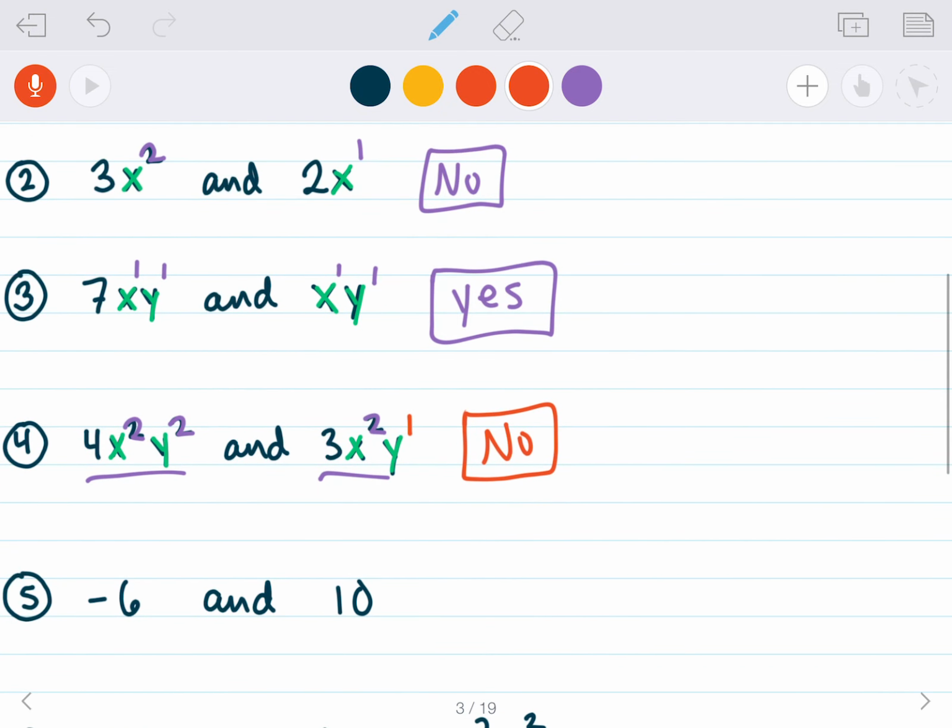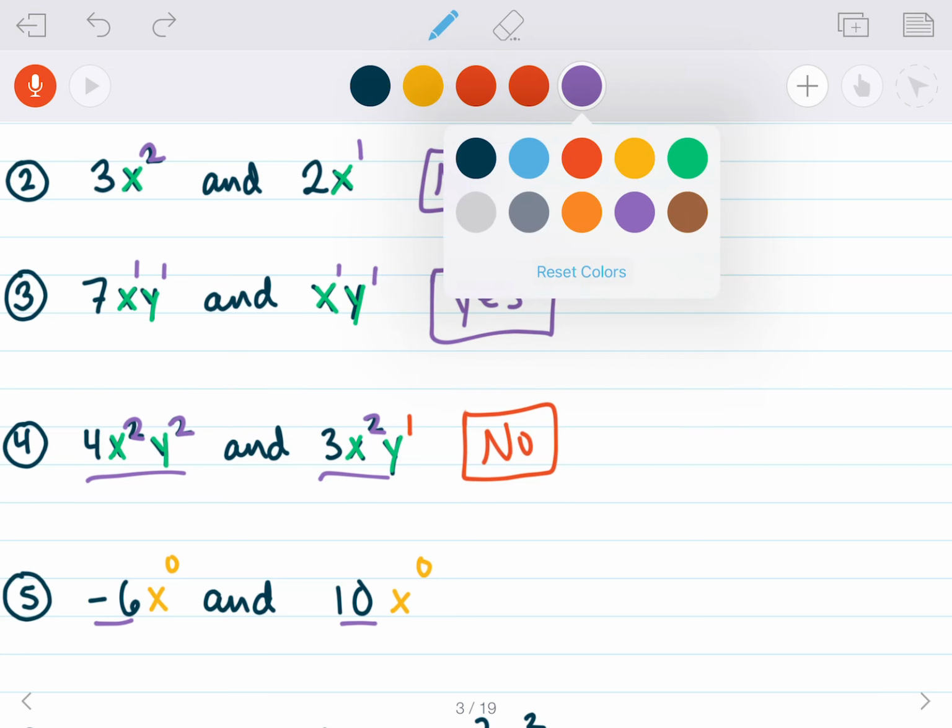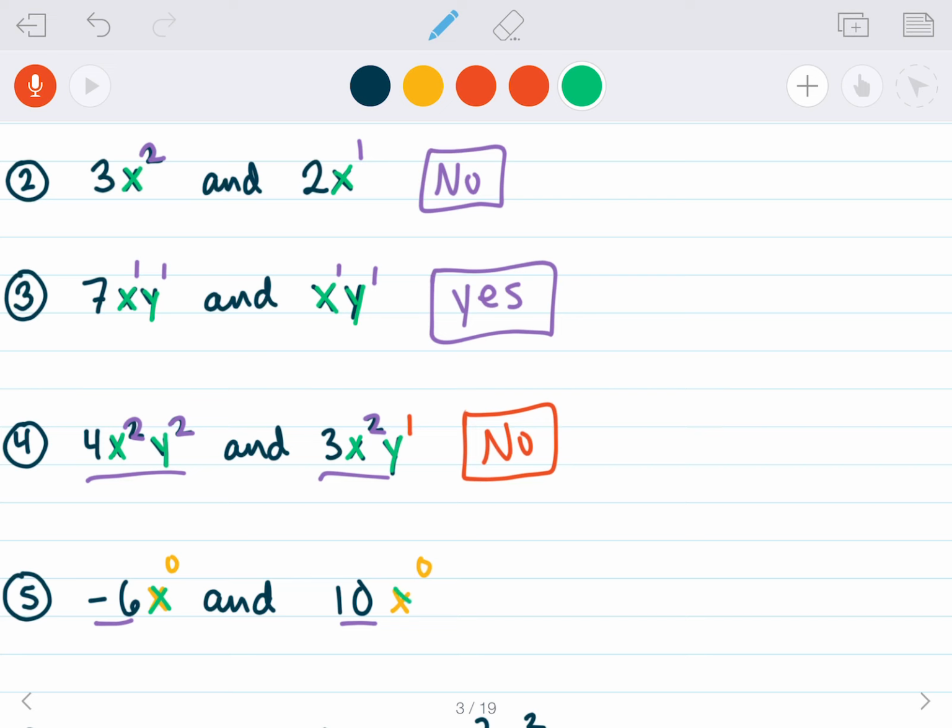-6 and 10, are these like terms? Well, yeah. Now, there's no variable explicitly written, but you can think of this as x to the 0, x to the 0, if you want to think about it like that. Because anything to the 0 power is just 1, so it's literally just -6 times 1, 10 times 1. If you think about it this way, we have the same variable and the same exponent on the variable.